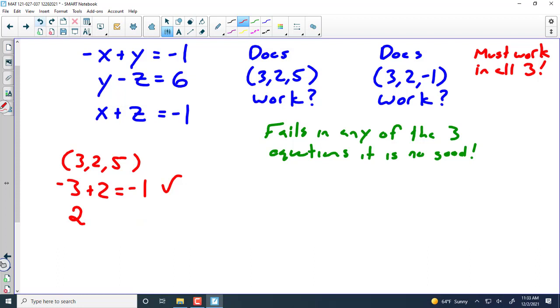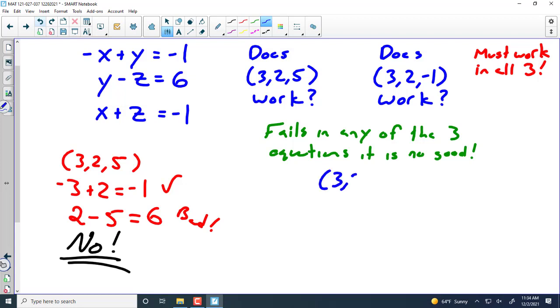I want to write an X, you'll get that confused with the variable. 2, what was I doing? Lost track of everything. 2 minus 5 does not equal 6. So once you get a bad answer, it doesn't matter if it worked in the first one, it doesn't matter if it works in the third one also, you just know right off the bat, no, doesn't work. That one's no good. This one over here, 3, 2, negative 1, you do need to make sure you check it in all of them.